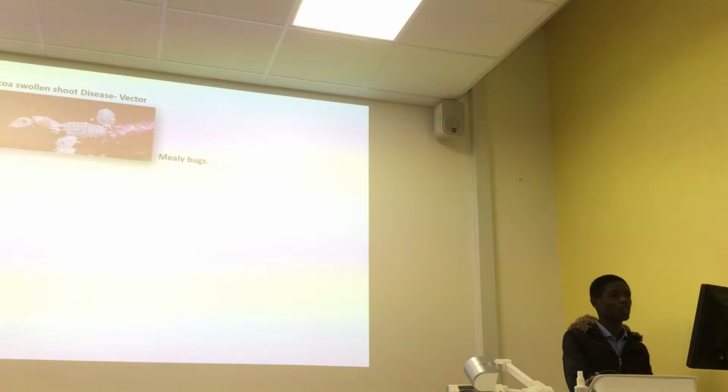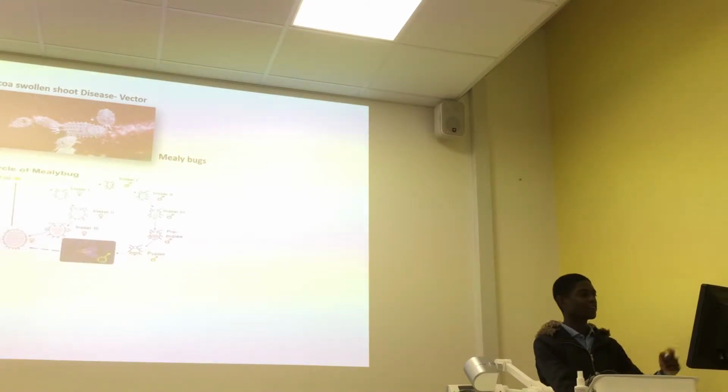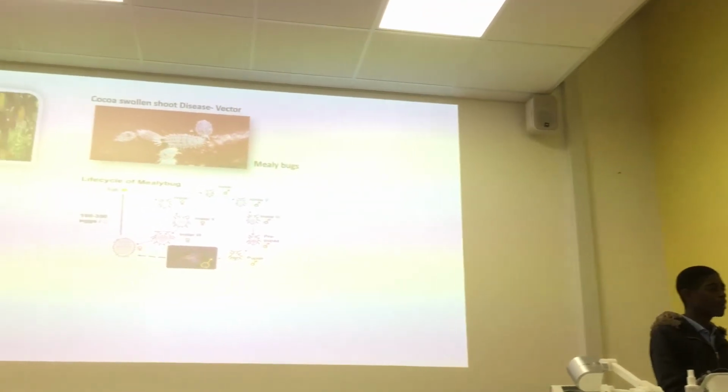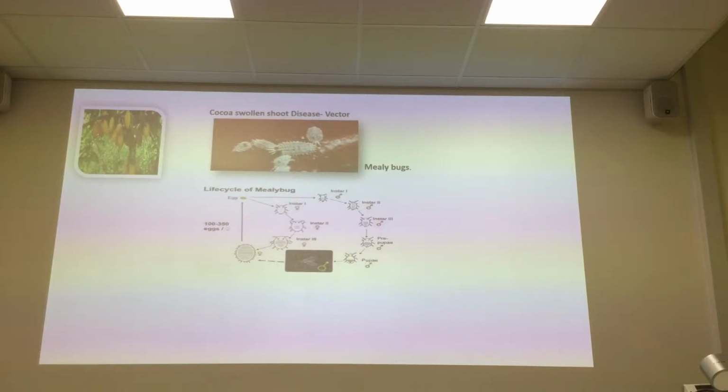The vector for the cocoa swollen shoot disease is the mealybug. Here is the life cycle of the mealybug. The female mealybug has 3 instar stages, and the male has 3 instar stages and a prepupal stage and a pupal stage before becoming an adult. And another catastrophic thing about the mealybug is that it can produce as much as 100 to 350 eggs, and that means it can proliferate quickly.